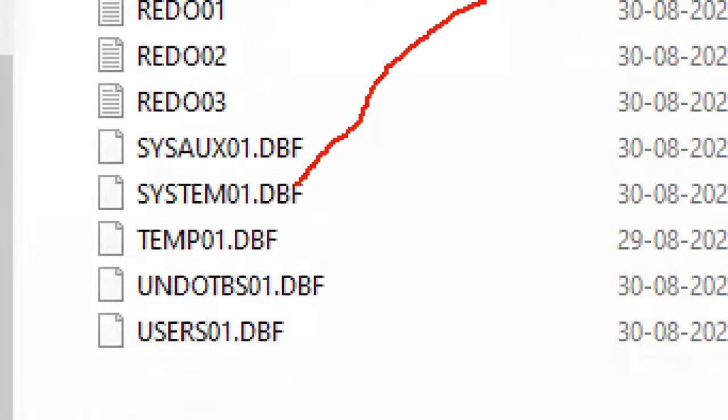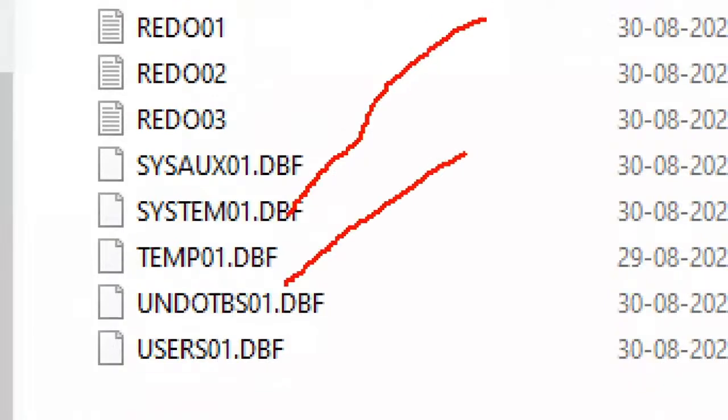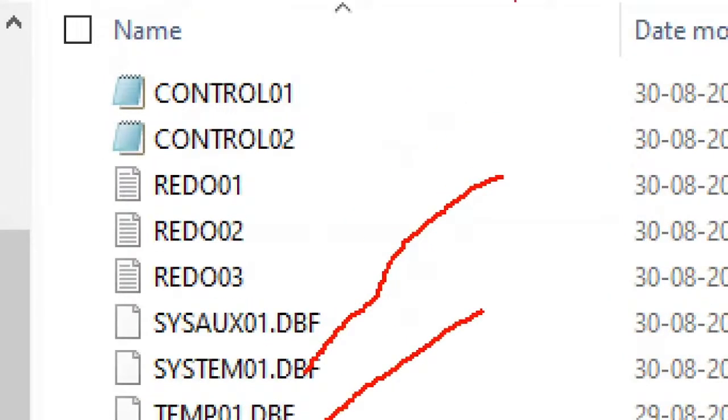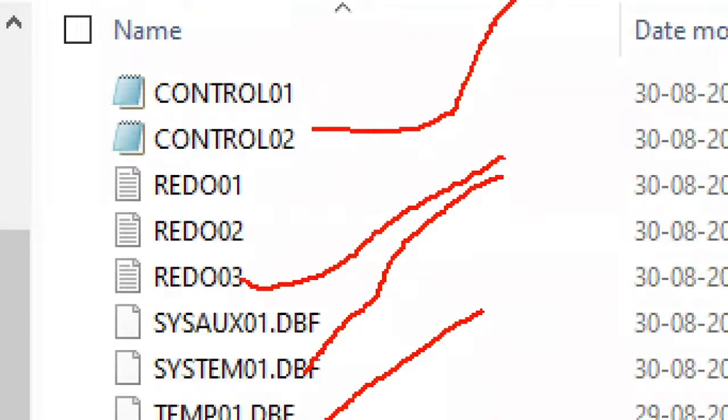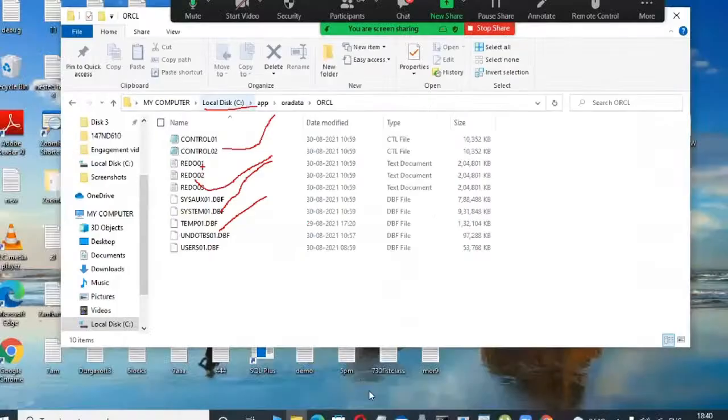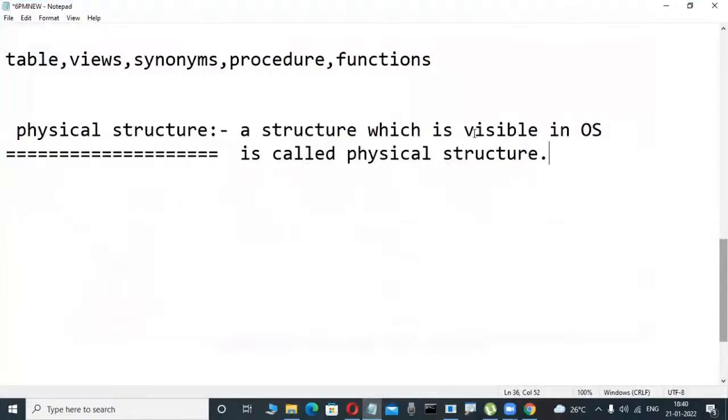These are data files, .dbf files. Okay, fine. What is this one? You don't have an idea. Later you will be familiar. Here are control files and redo log files. These are the files that are visible in the operating system.